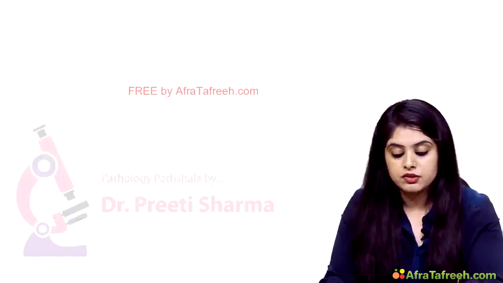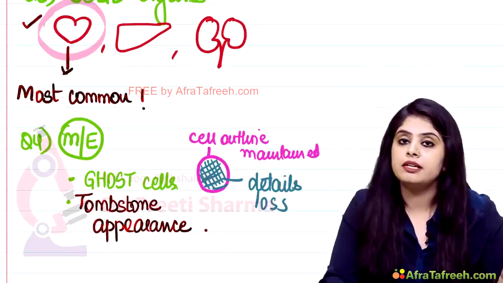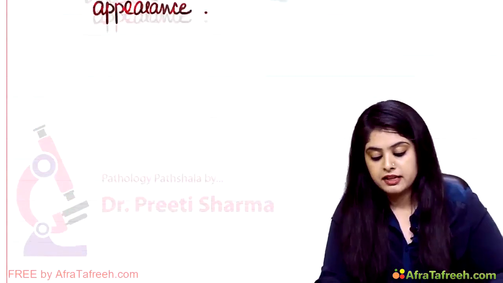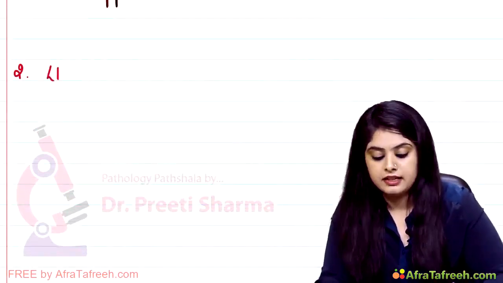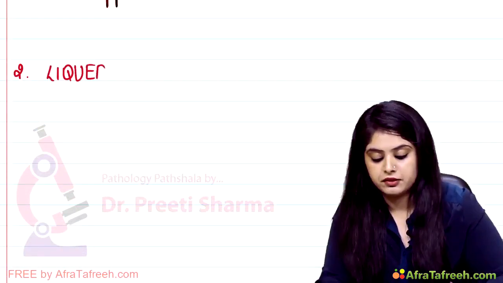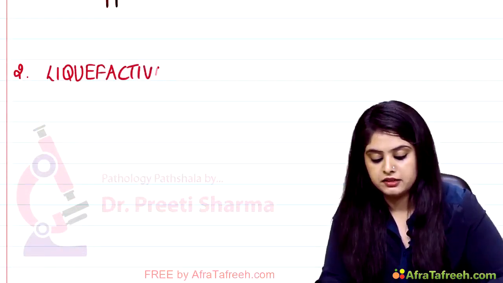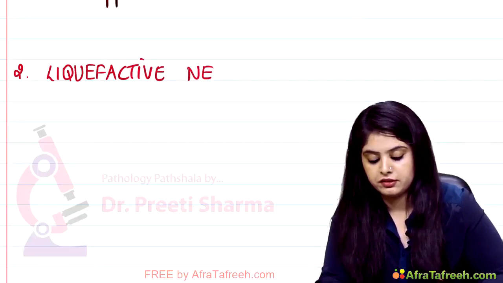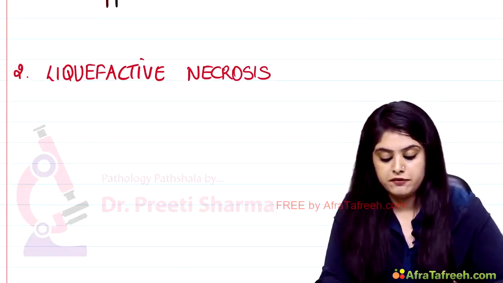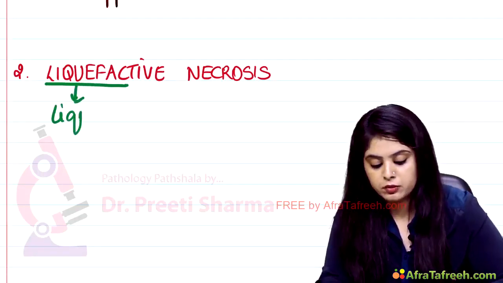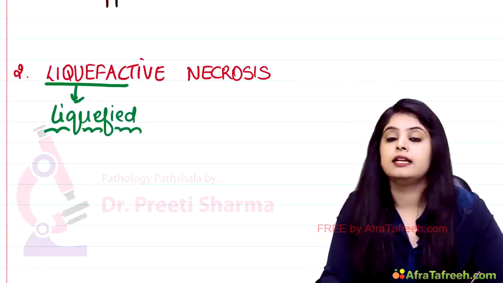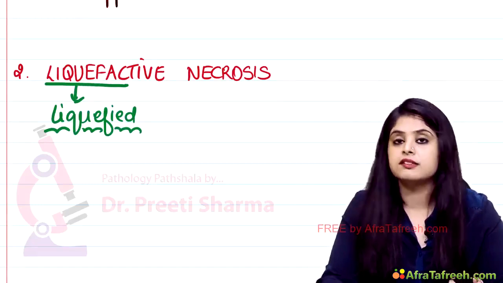Now coming back, students, this was the first and the most common type. What is the second type of necrosis? That is liquefactive necrosis. Now, if you just focus on the term liquefactive, it means there is something going to be liquefied over here. And we'll discuss this shortly.